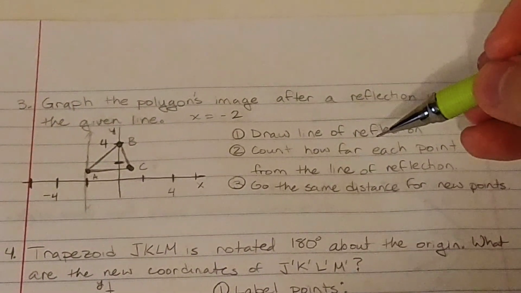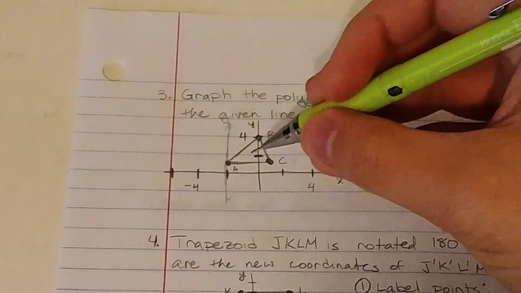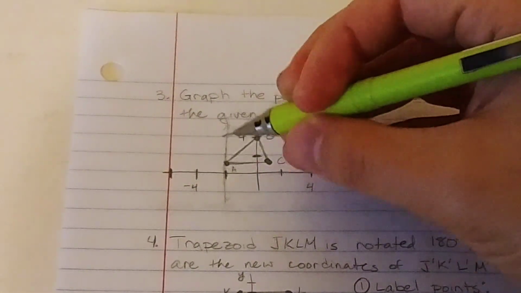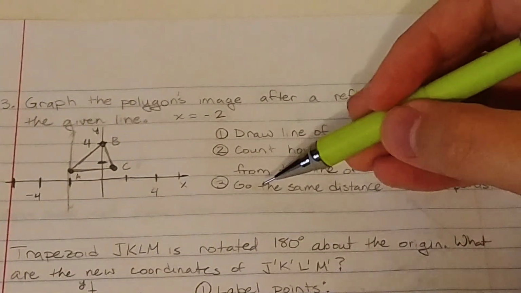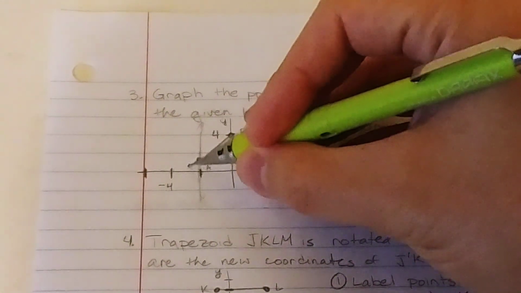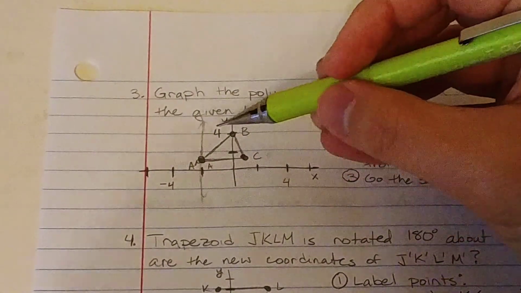And now it says count how far each point is from the line of reflection. So we're going to count how far. A is on the line of reflection, so that's 0, and it says go the same distance from the line for the new points. So 0 spaces away is still going to be right there. Whenever it's on the line of reflection, it's still going to stay on the line of reflection.